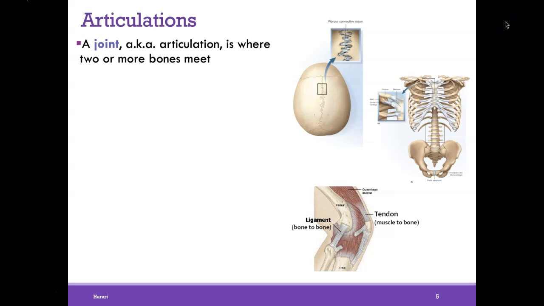So, what is a joint? A joint, or an articulation, is where two or more bones meet. Those two bones do not have to move, right? A joint is just where two or more bones meet. Those joints can be connected by bone. We call that a synostosis. Synostosis is usually an immovable joint when two bones come together and become a single bone.